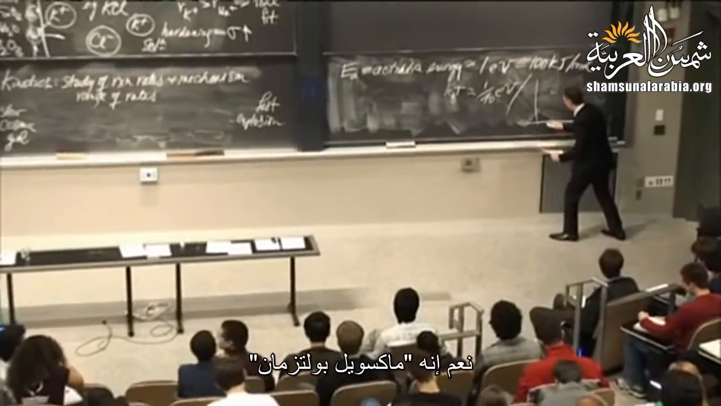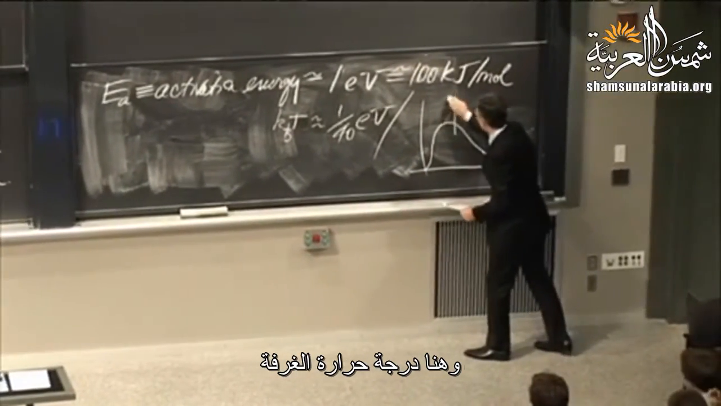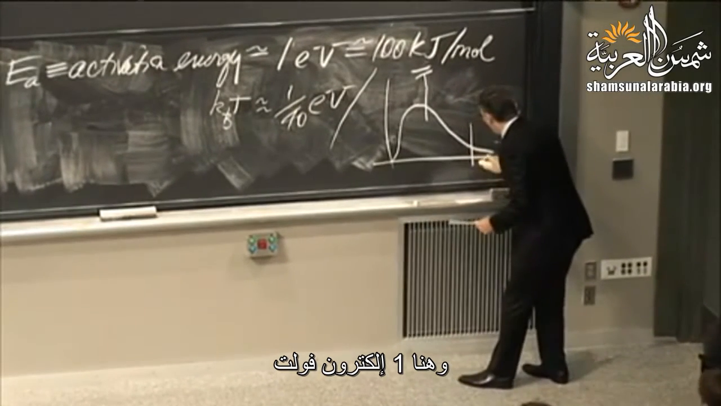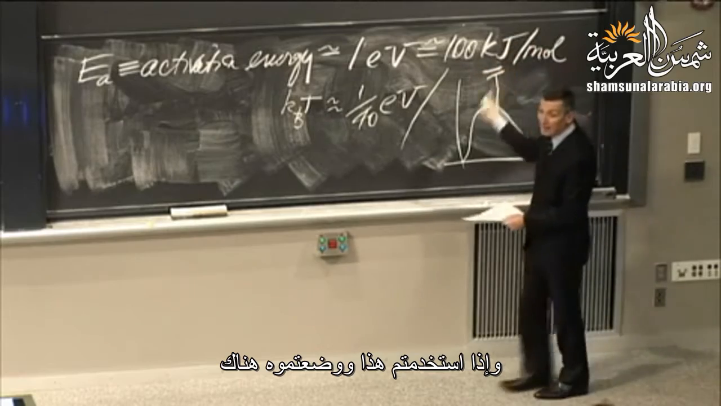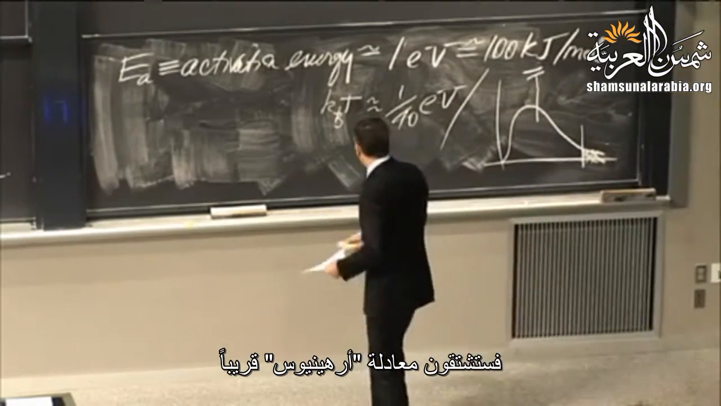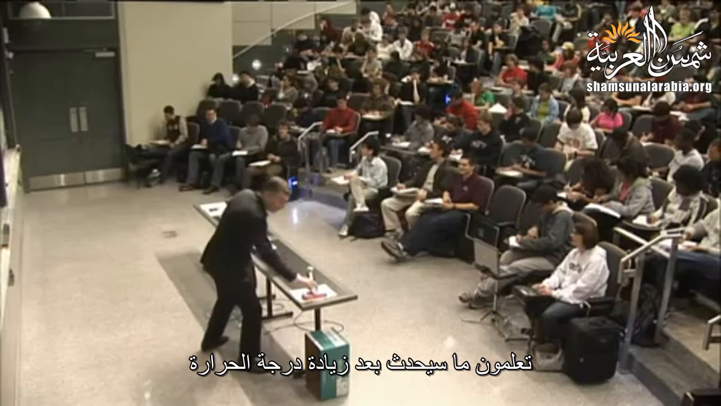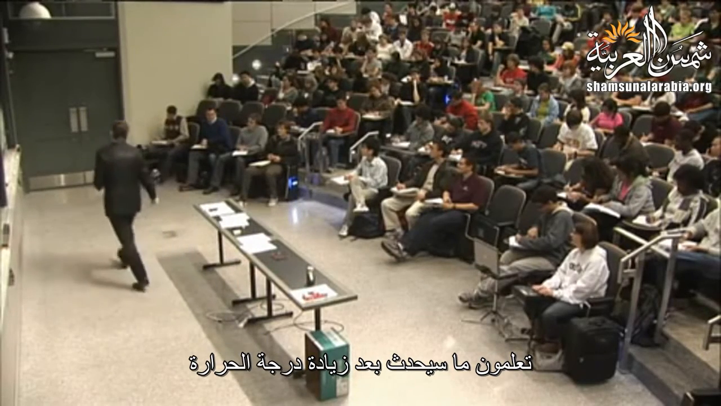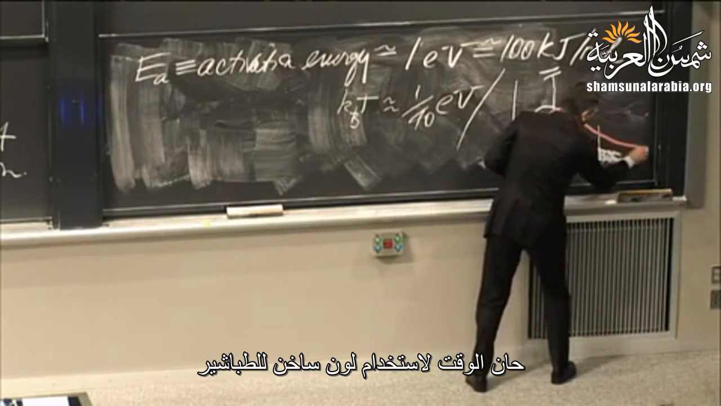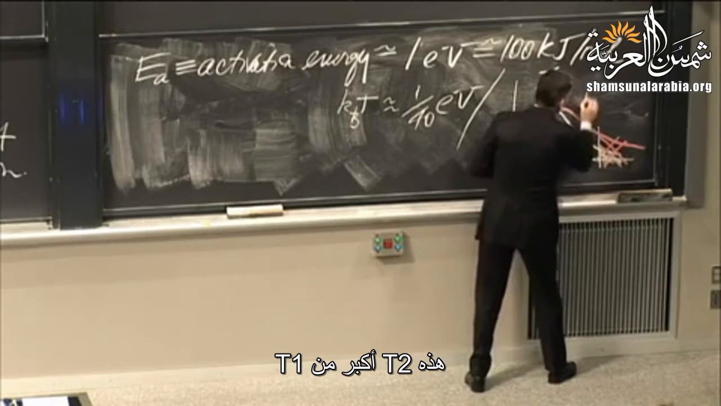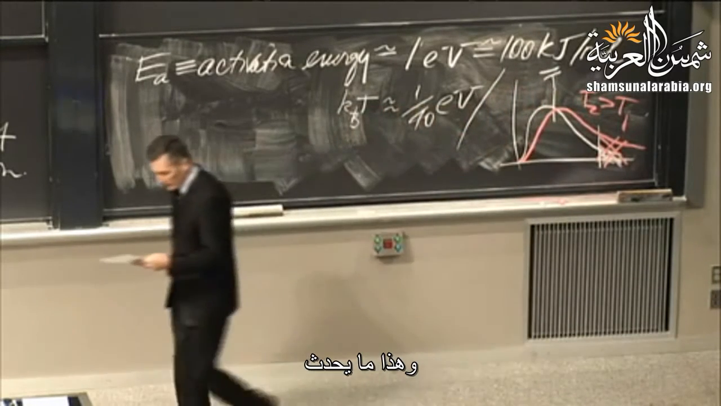All right. So, yeah, it's Maxwell-Boltzmann. It's this, isn't it? And here's room temperature. And here's 1 electron volt. And this is it. And if you use this and put it back to there, pretty soon you derive the Arrhenius equation. And if you increase the temperature, you know what happens. I'll use a hot color of chalk. So now, okay, this is T2 greater than T1. That's what's going on.